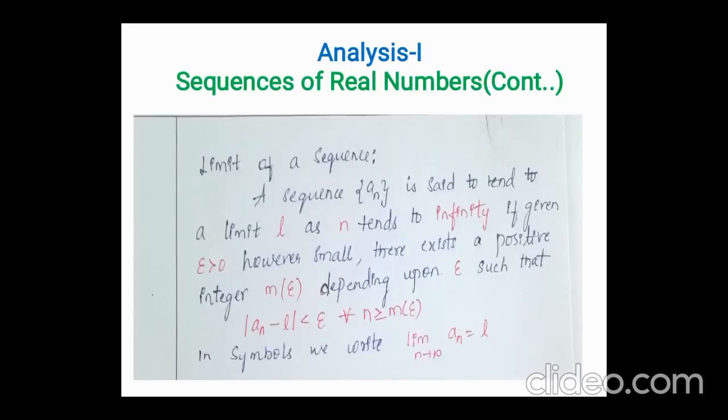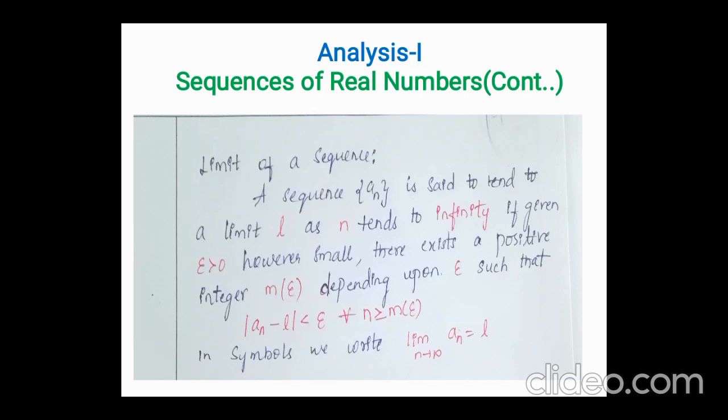The definition of the limit of a sequence goes like this. A sequence a_n is said to tend to a limit L as n tends to infinity if, given epsilon greater than 0, however small, there exists a positive integer m, depending upon epsilon, so we write it as m of epsilon, such that the modulus of a_n minus L is less than epsilon for all n greater than or equal to m of epsilon.